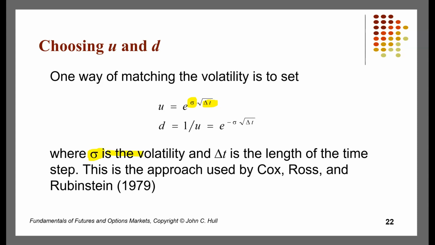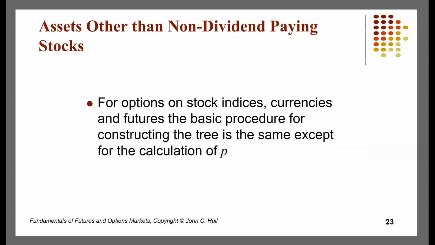The sigma here is going to be the volatility or the standard deviation of the underlying. Delta t is the length of time step, or you can have multiple time steps. And if you have multiple time steps, and as the time steps go towards zero, the binomial essentially replicates what we know as the Black-Scholes option pricing model. And that's what we're going to be working on in the next unit.